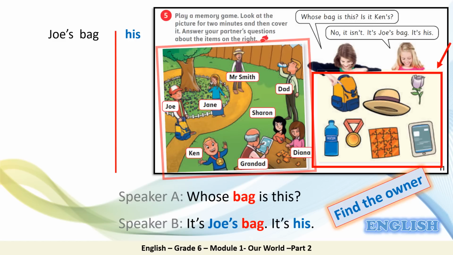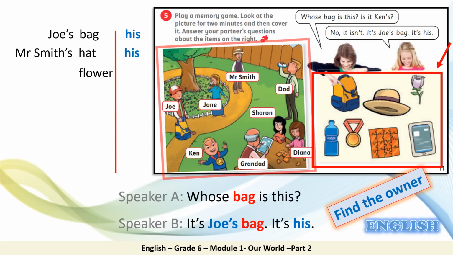Let's move to the next item, which is the hat. So, whose hat is this? The answer is, it's Mr. Smith's hat. The possessive pronoun is his. It's his.